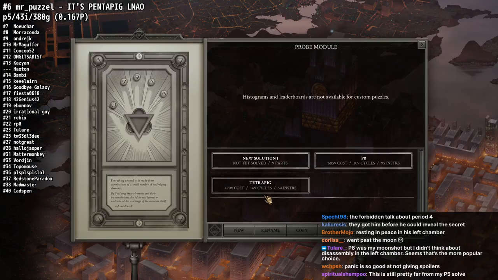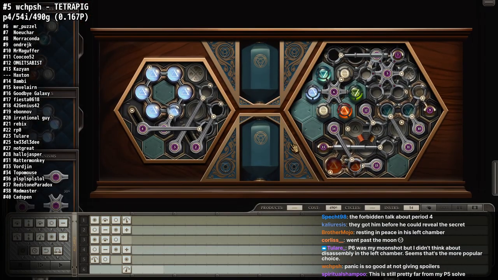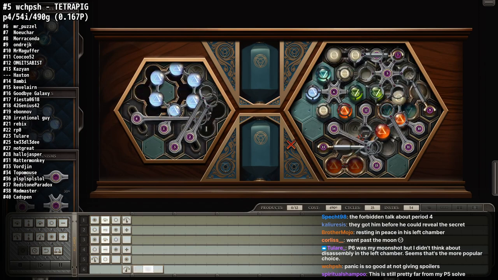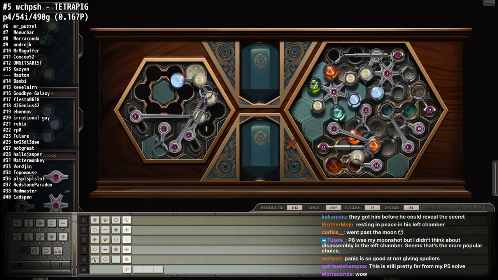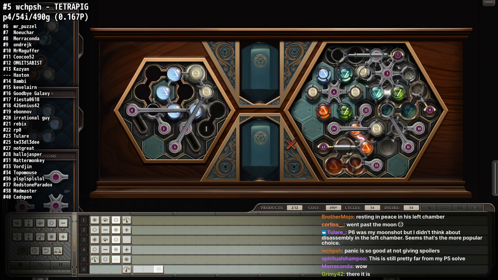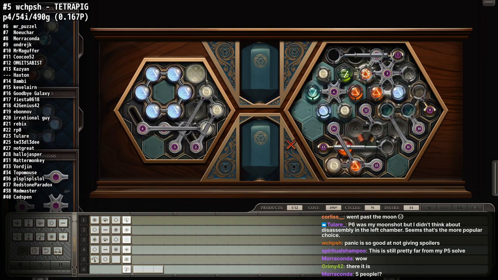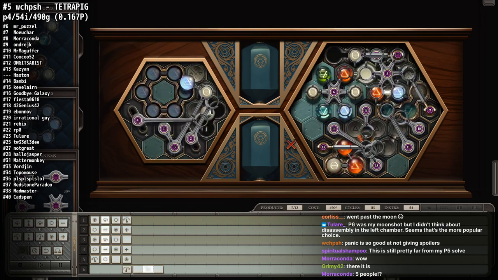All right, so next up we have... It is the Tetra Pig. Holy shit. Top five, it's period four. Oh, damn it. Yep, that left chamber would make my Tetra Pig shoot. That left chamber makes me feel like an idiot.